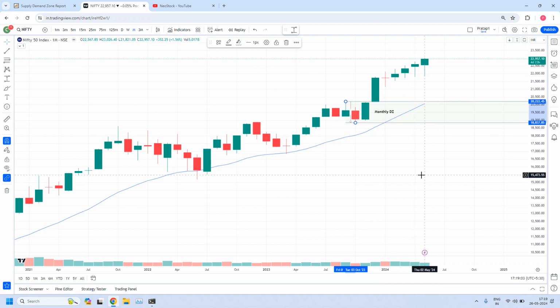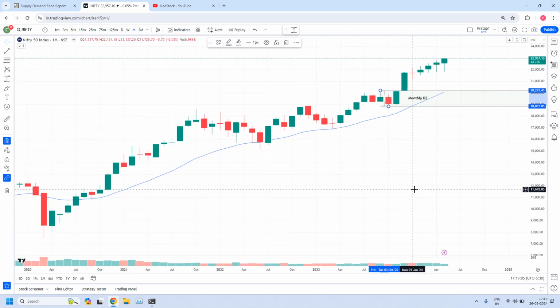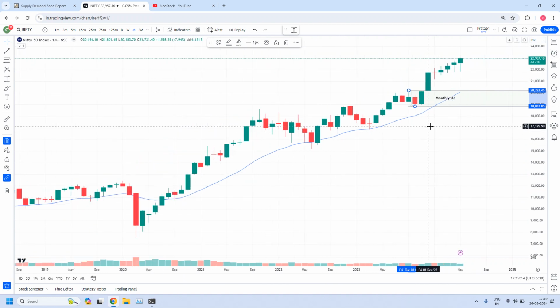So June month is going to be very interesting. May month we have another few more days to complete, another week to complete this monthly candle. And at present, the monthly trend is also uptrend. Market is at all-time high. Now let's move on to the weekly time frame.